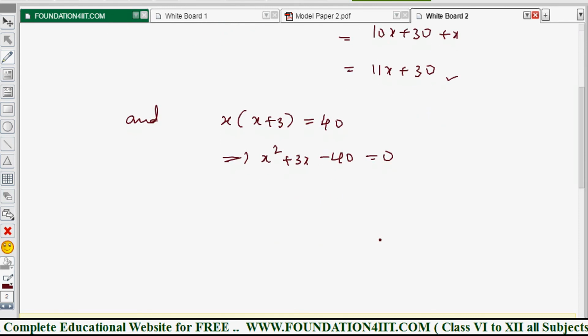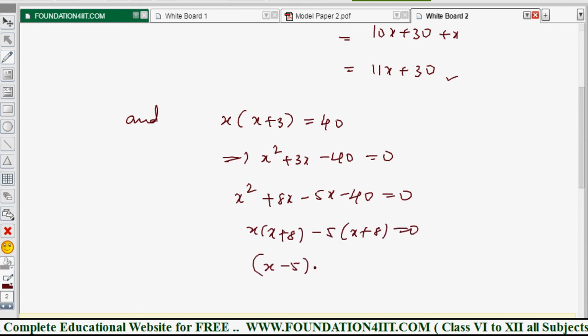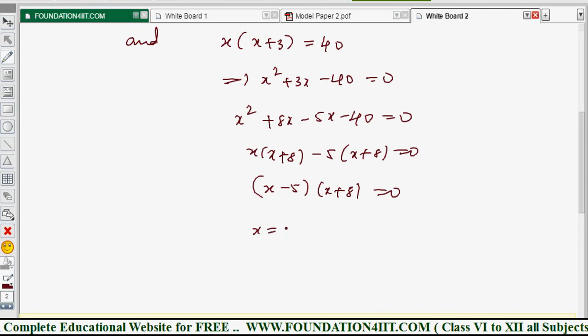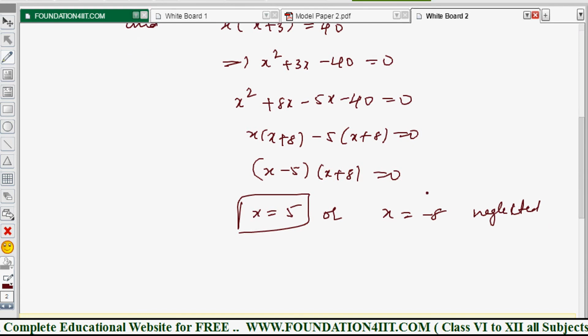Okay, this we can factorize. For x squared plus 3x minus 40 we need factors of minus 40: 8 and 5, so plus 8x minus 5x minus 40 is equal to 0. Then take x common, x plus 8, take minus 5 common, x plus 8 is equal to 0. Then (x minus 5) into (x plus 8) is equal to 0 by factorization. Here x is equal to 5 or x is equal to minus 8. So x is equal to 5 only is the answer, because minus 8 is neglected, because there are no negative digits. Then x is equal to 5.